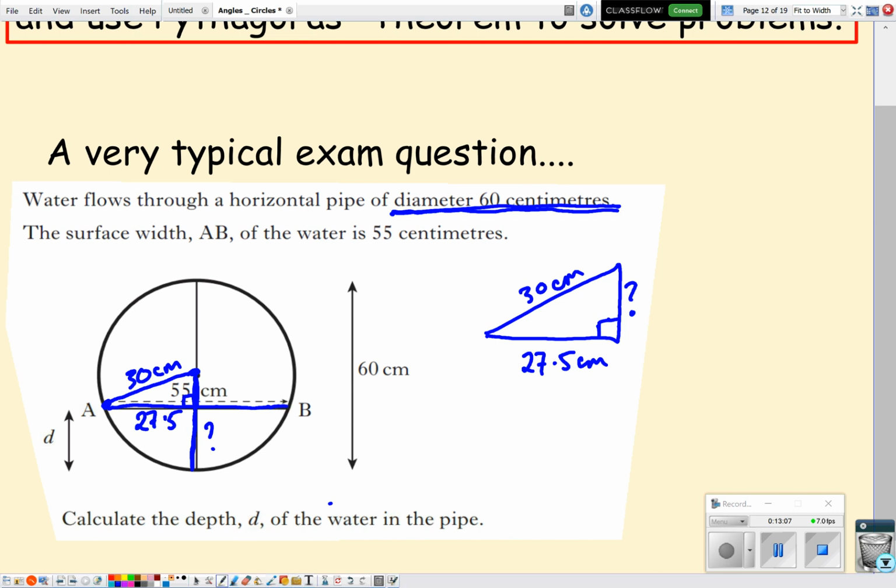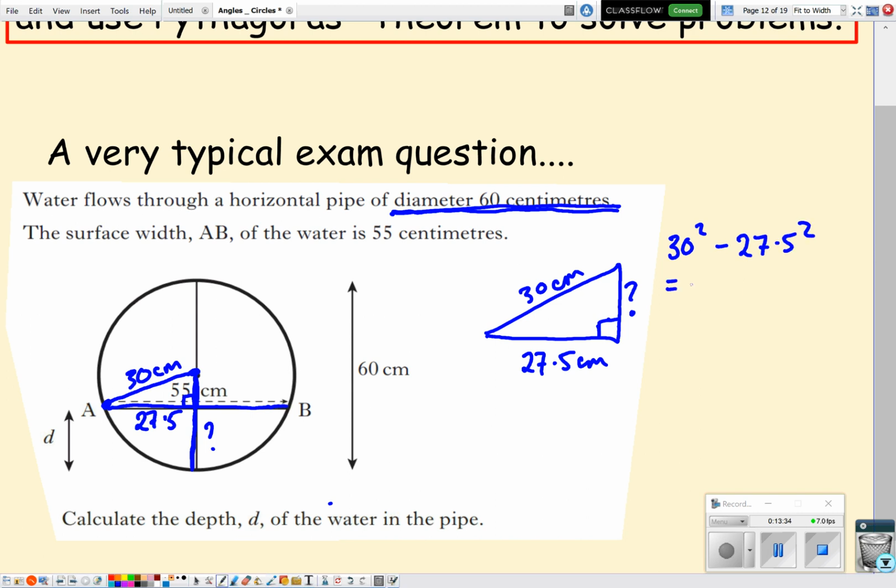What about that side? So we'll use Pythagoras' theorem now and work out that missing side. You might be wondering, well, why is he doing that? How's that going to help him establish a depth? Well, I'll show you. Let's work out what this side is first, and I'll show you how you do that. So we're finding a short side here. So we do 30 squared, take away 27.5 squared.